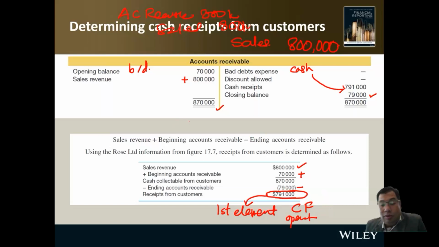So what's the formula? If you want to memorize this, no problem. Sales, this is current year sales, plus beginning account receivable, this is your AR BD, then you minus carry down for your AR. So this gives you receipt from your customer. So this is the magic number that you need to complete your statement of cash flow. All this is only for one item.